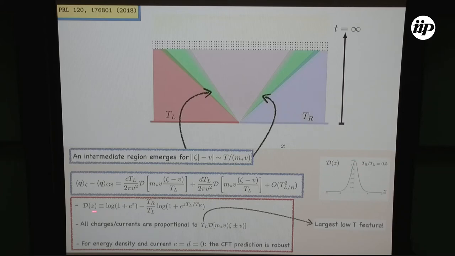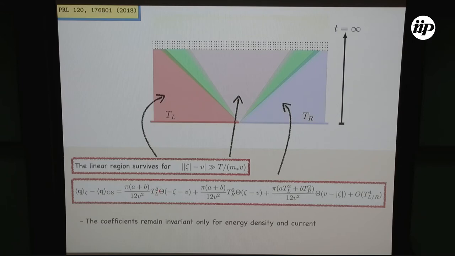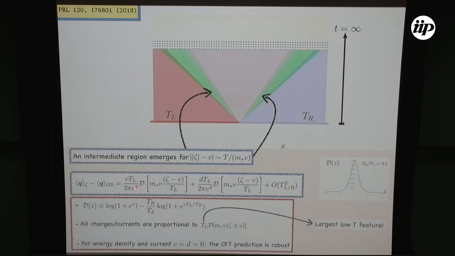There is an explicit expression for it. And notice that in this region, the smallest low temperature correction is linear in the temperature. Previously it was proportional to t squared. So this correction here is larger at small t. So we basically have a region around here where the simple linear Luttinger liquid picture doesn't hold, and there is this new behavior. Notice that in the case of energy density and current, the coefficients in front of this new term vanish. So the conformal result still holds.